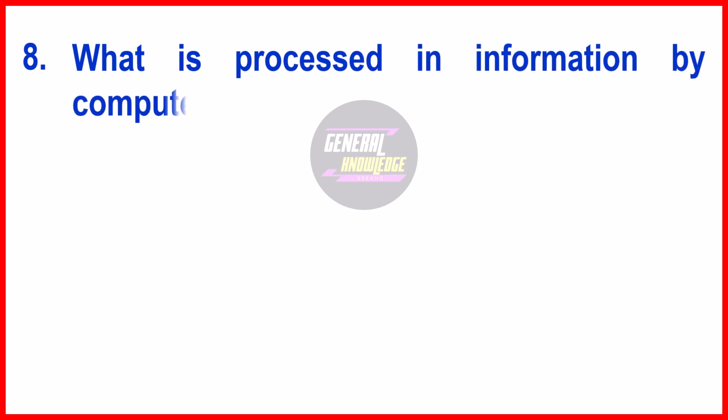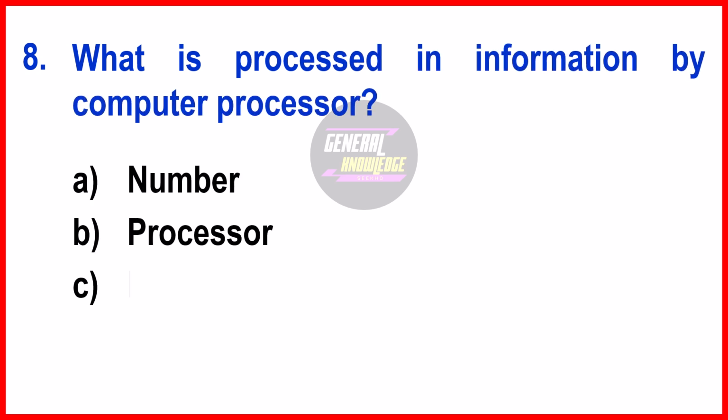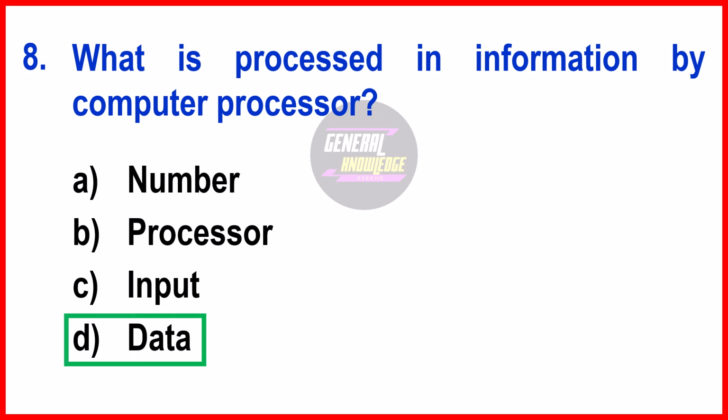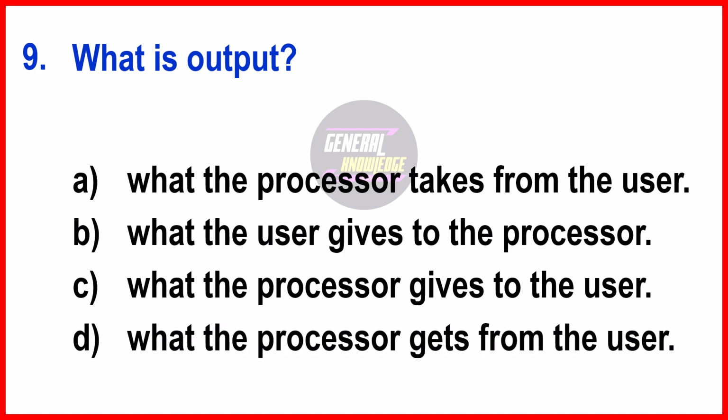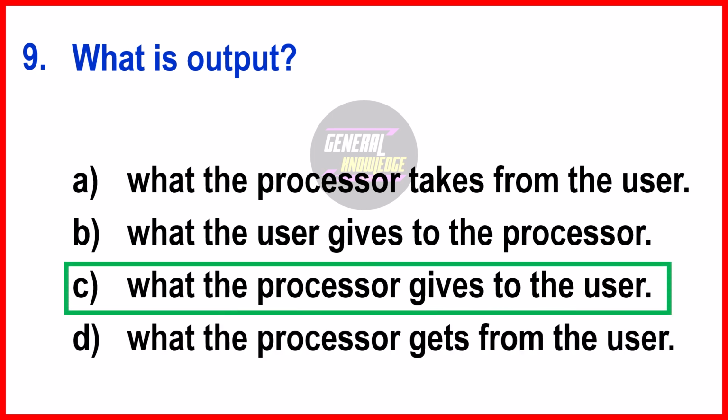What is processed into information by the computer processor? The right answer is option D, data. What is output? The right answer is option C, what the processor gives to the user. It's the result of processing data that the computer receives from the user.